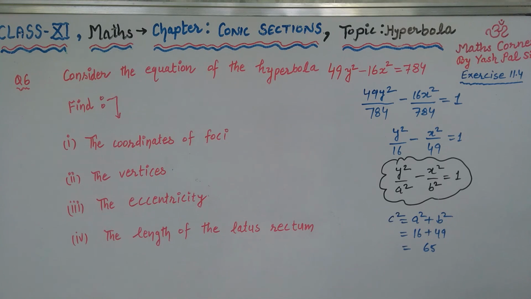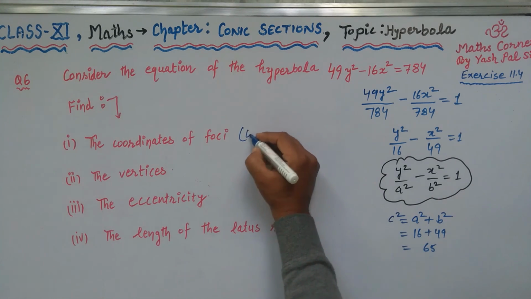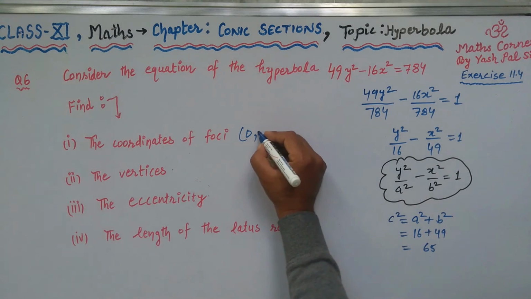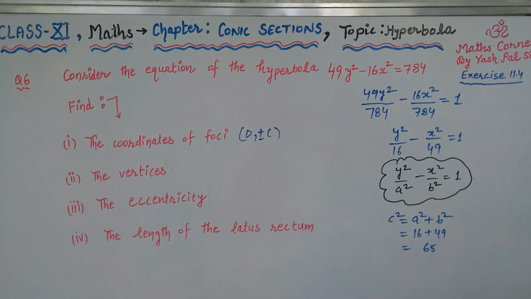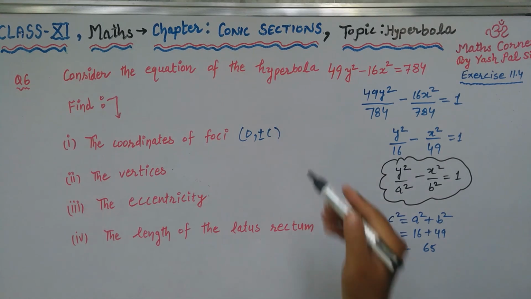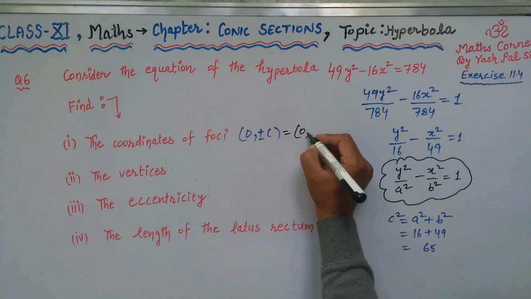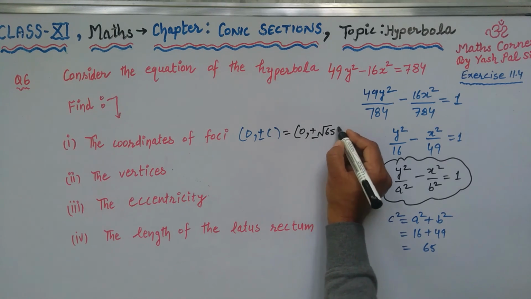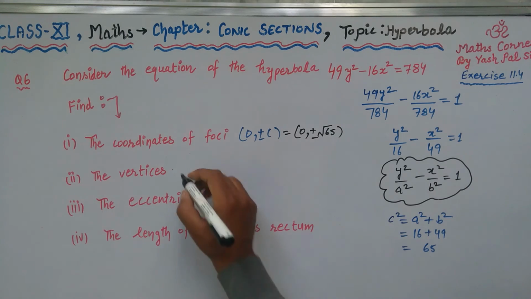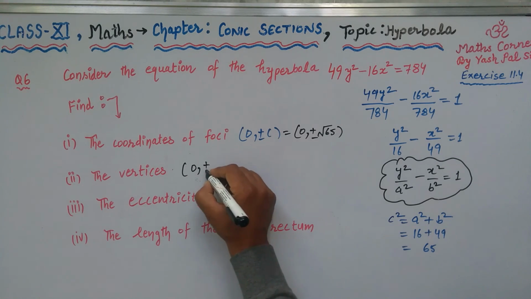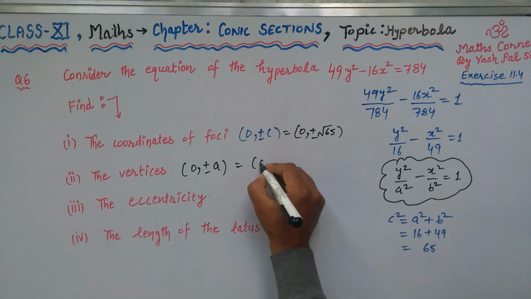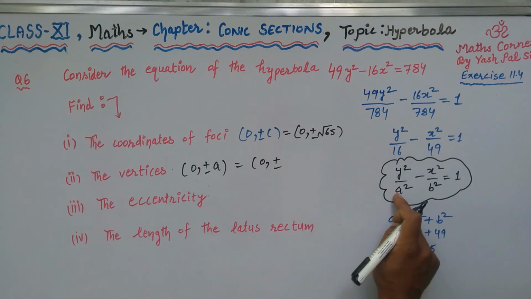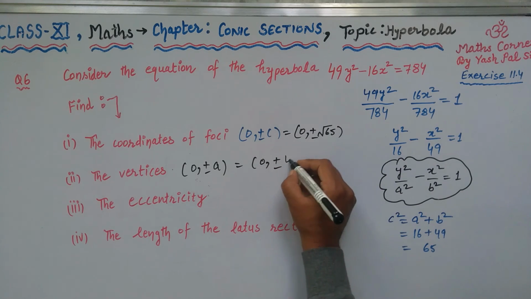Right? Now coming to the question, what are the coordinates of the foci? The foci are 0, plus minus c. That means 0, plus minus what is c? This is square root of 65. Next, the coordinates of the vertices are 0, plus minus a, that is equal to 0, plus minus what is a? This is square root of 16, which is 4.